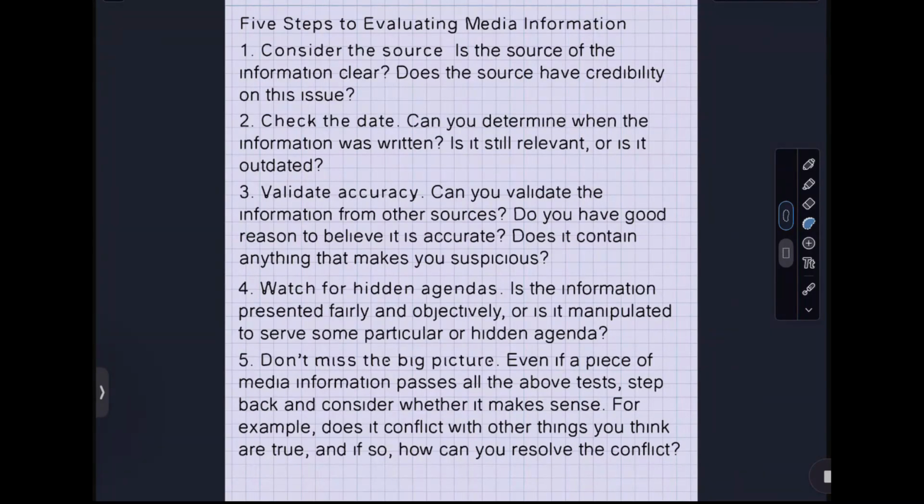The 5 steps to evaluating media information. Like if we look at news sources, right? We know that CNN is going to lean one way, Fox News is going to lean another, right? The scary part is that the truth is somewhere in between those two. So consider the sources.